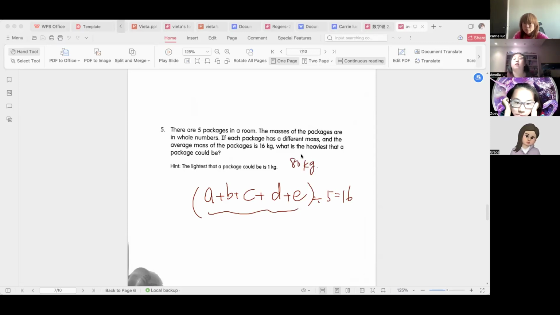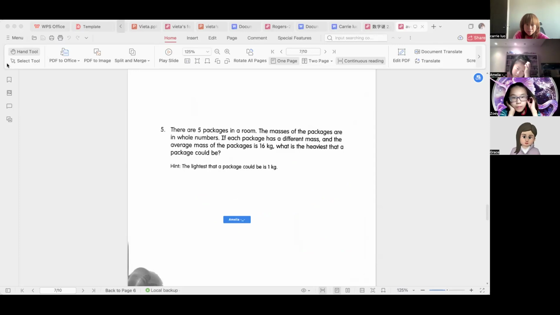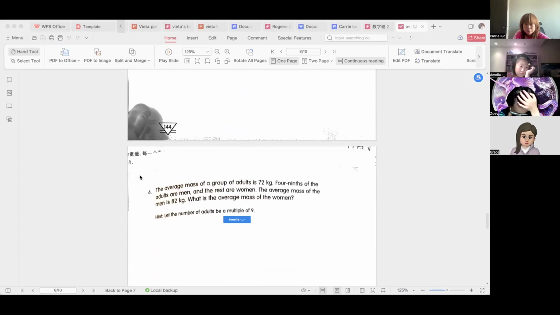In order to make one of them the heaviest, the others must be as light as possible. So we can make them 1, 2, 3, 4. Why? Because they're whole numbers, and they cannot be equal to each other. So 1 plus 2 plus 3 plus 4 equals 10. So the heaviest one equals 80 minus 10 equals 70 kilograms. Understand, everybody?